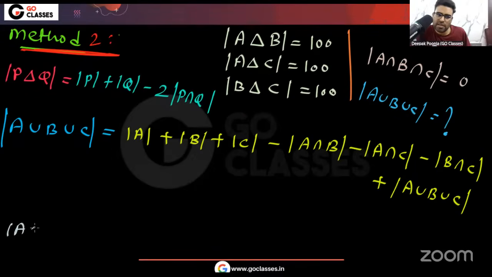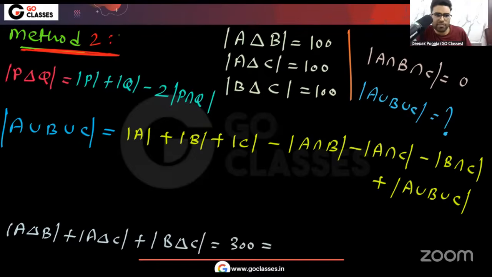Yes or no? Now notice one thing, if I do this addition, like size of A symmetric difference B plus size of A symmetric difference C plus size of B symmetric difference C, then I am getting 300, right? I am getting 300. But you already know what this is. This is size of A plus size of B minus twice size of A intersection B. Yes or no? So please notice here, here you will get size of A plus size of B minus twice the size of intersection.